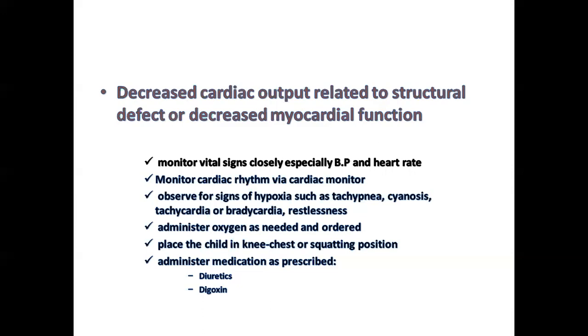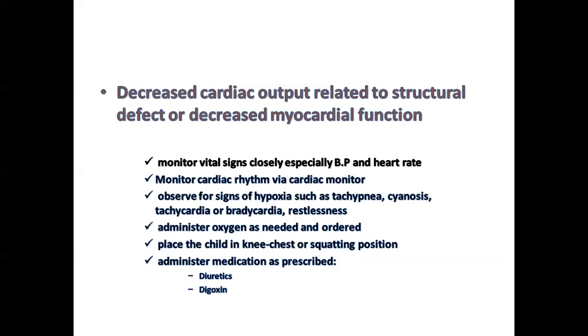So what do we have to do? We have to monitor the vital signs, particularly BP and pulse rate or heart rate. Second, we want to see the cardiac rhythm. Third, you want to check for hypoxia: tachypnea, cyanosis, tachycardia, bradycardia, restlessness. Then administer oxygen as needed and ordered.